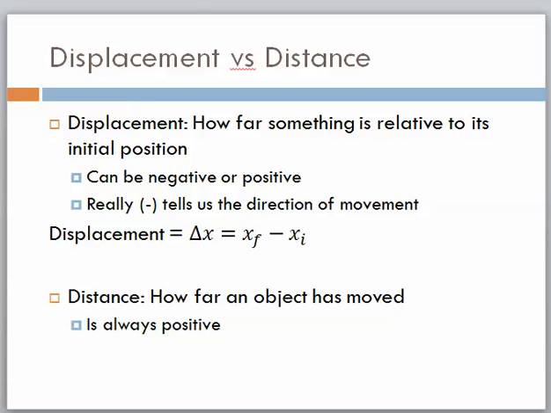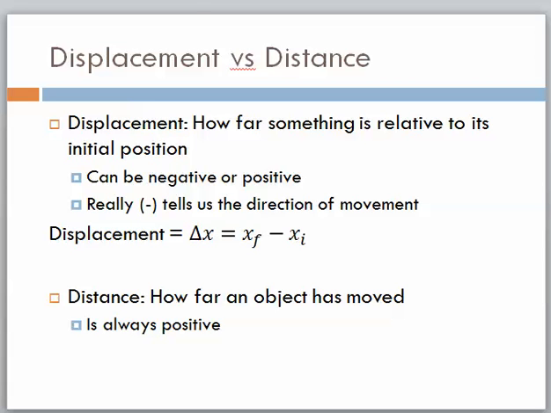Distance versus displacement. Well, there's a distinct difference between them. Displacement is how far something is relative to its initial position. It can be negative or positive. What I want you to know is that this negative really just tells us the direction of movement. Don't get caught up on the negative. Students let that become an issue, and there's really no reason for it to be.